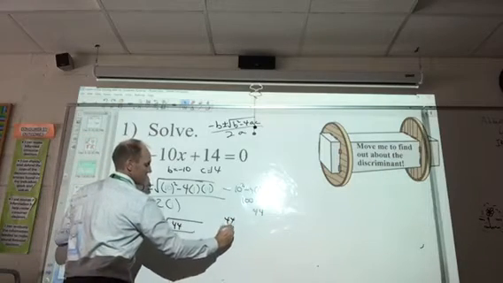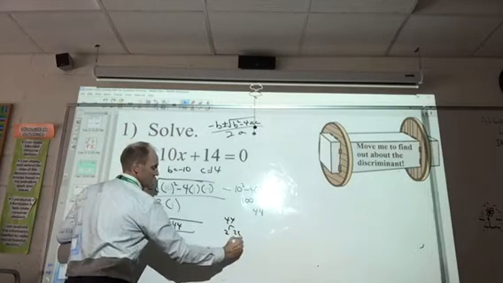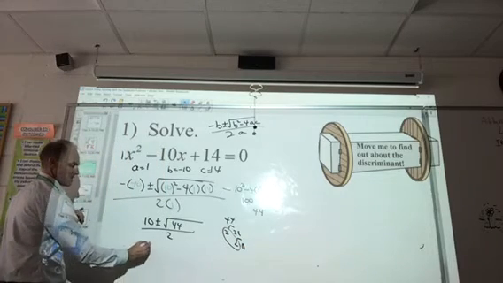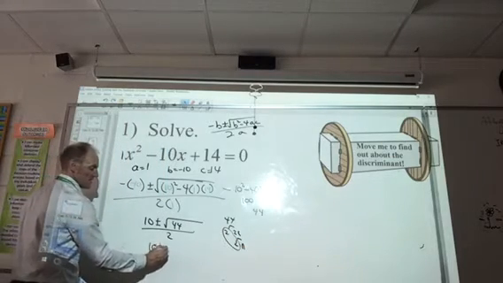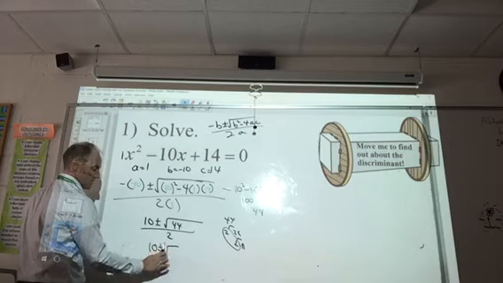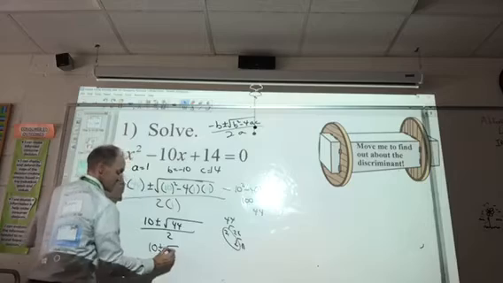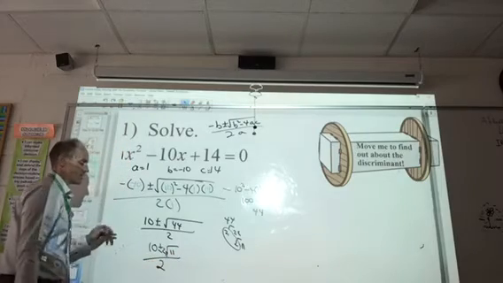44 is 2 times 22, 2 times 11. So notice how I have that pair of 2's. Okay, so I get 10 plus or minus the square root of 2, the square root goes on the outside, 11 goes on the inside, all over 2.